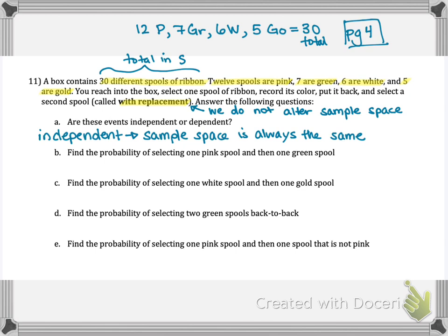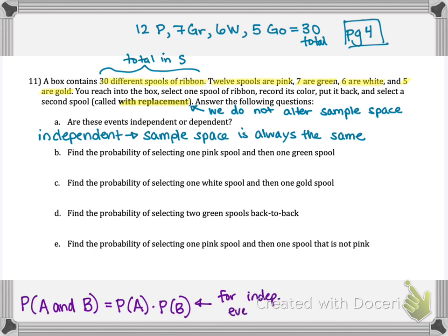Okay, so if these events are independent, I'm going to grab a different color to write the rule for multiplication for independent events. I'm going to write it in the bottom left-hand corner. So remember that because the events are independent, then the probability of A and B is going to equal the probability of A times the probability of B. And this is for independent events only.